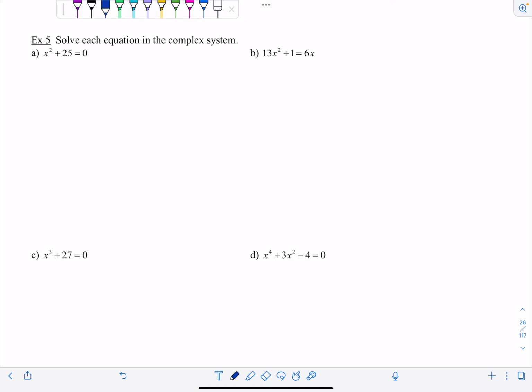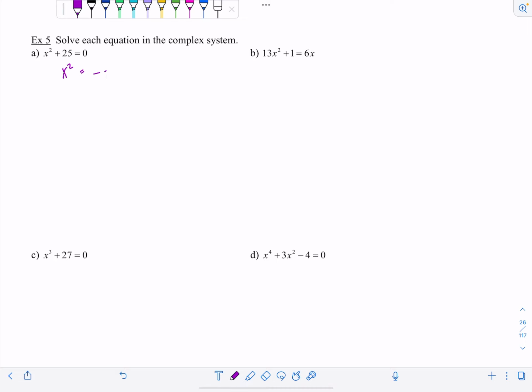Okay, now that we're so professional with complex numbers, let's solve equations using them. Example A, x squared plus 25 equals 0. For these quadratic equations, solve them how you like. If you can factor, factor. If you want to use the square root property, go for it. Otherwise, we do have to use the quadratic formula. This first one is pretty easy because I just have x squared and a constant, so I'm going to use the square root property.